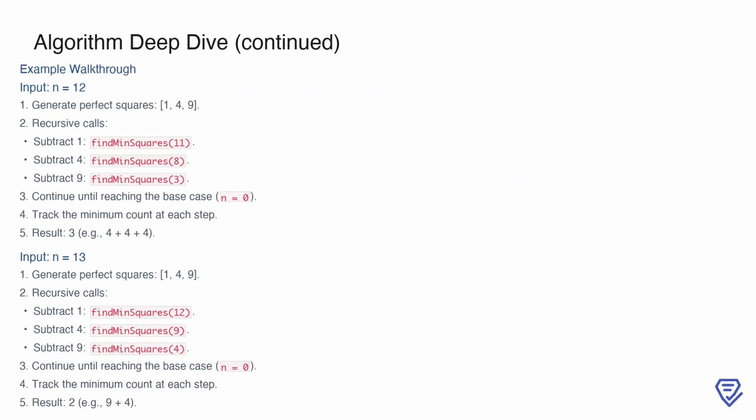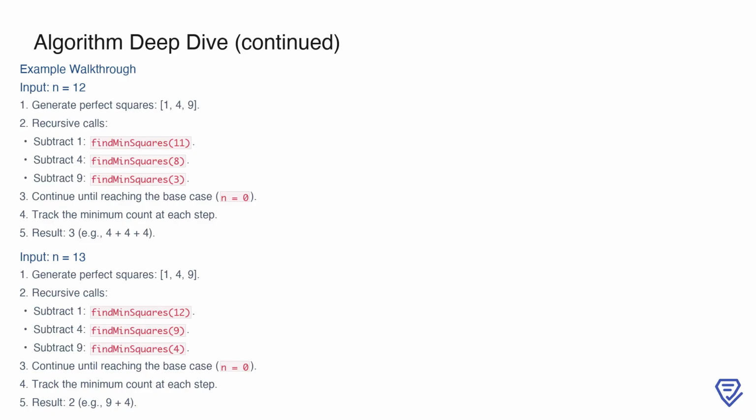To better understand the algorithm, let's walk through some examples. For n equal to 12, we first generate the perfect squares less than or equal to 12, which are 1, 4, and 9. Then, we explore recursive calls by subtracting each perfect square from 12. Subtracting 1 gives find min squares, 11, subtracting 4 gives find min squares, 8, and subtracting 9 gives find min squares, 3. We continue this process until we reach the base case, where n equals 0. At each step, we track the minimum count of perfect squares needed. The result for n equal to 12 is 3, as 12 can be expressed as 4 plus 4 plus 4.